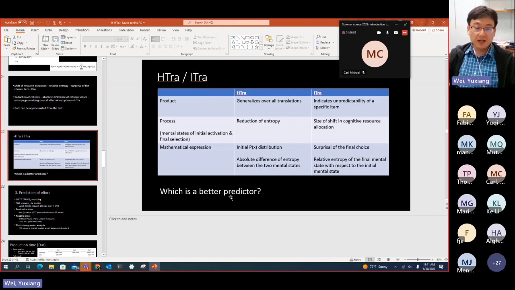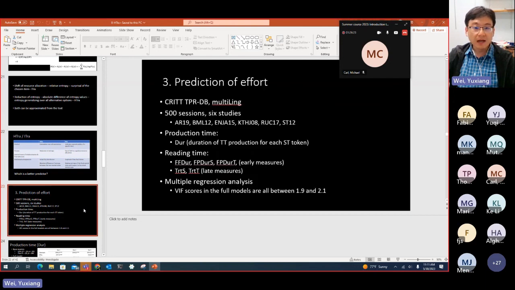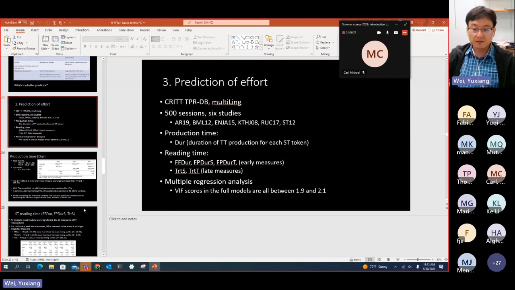So we have these two. And a very interesting question that will follow is which one is a better predictor, right? We have empirical studies that show that HTra is a predictive feature for effort, and ITra is also a predictive feature of effort, but which one is better? And theoretically, they reflect different perspectives. And that is what I'm going to do in the final part of my talk, which is entirely empirical.